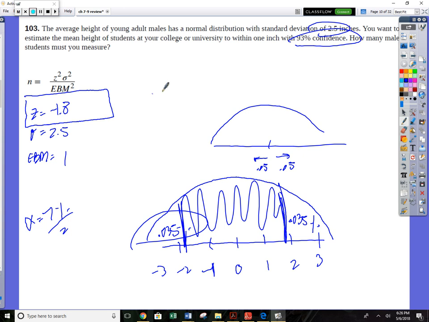So here we go, let's calculate it. You plug this in: negative 1.8 squared times sigma 2.5 squared, divided by your margin of error, which is just 1 squared, and that will tell you how many kids you need to interview. It's like 20.52. So you are going to talk to 21 kids.